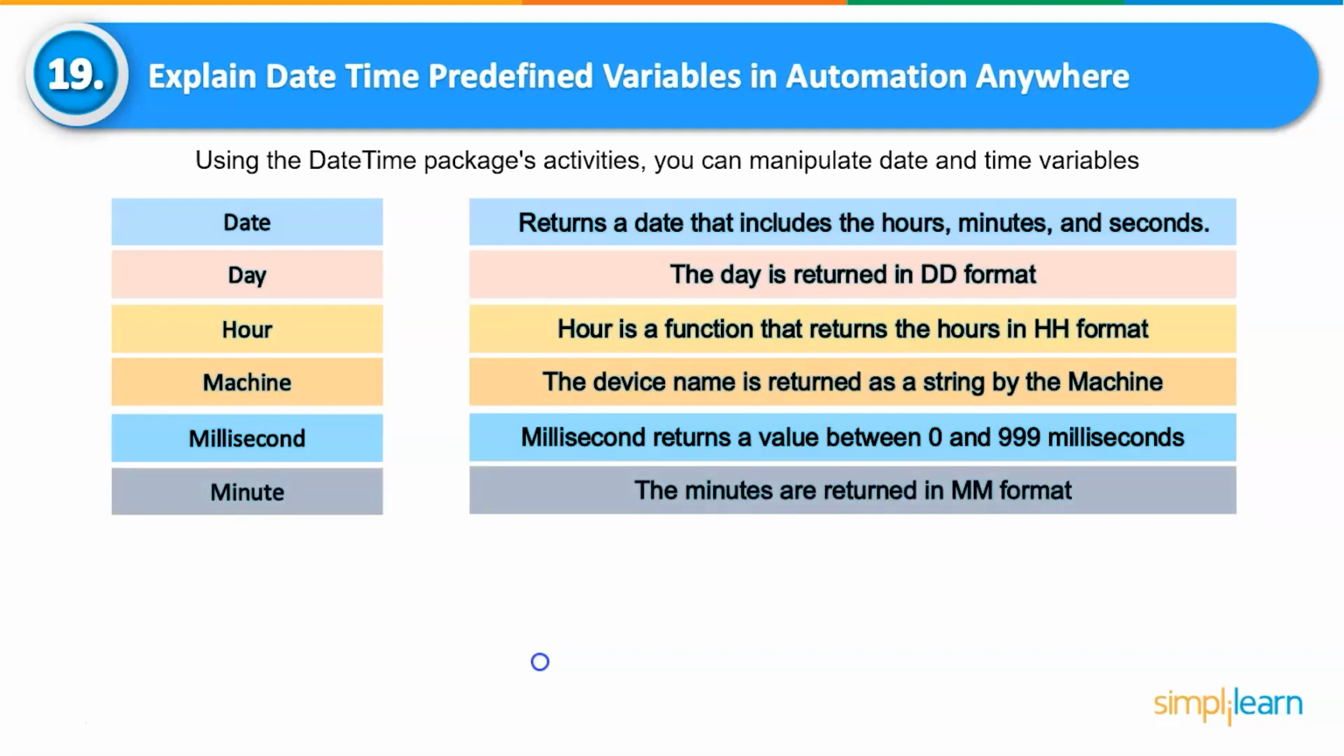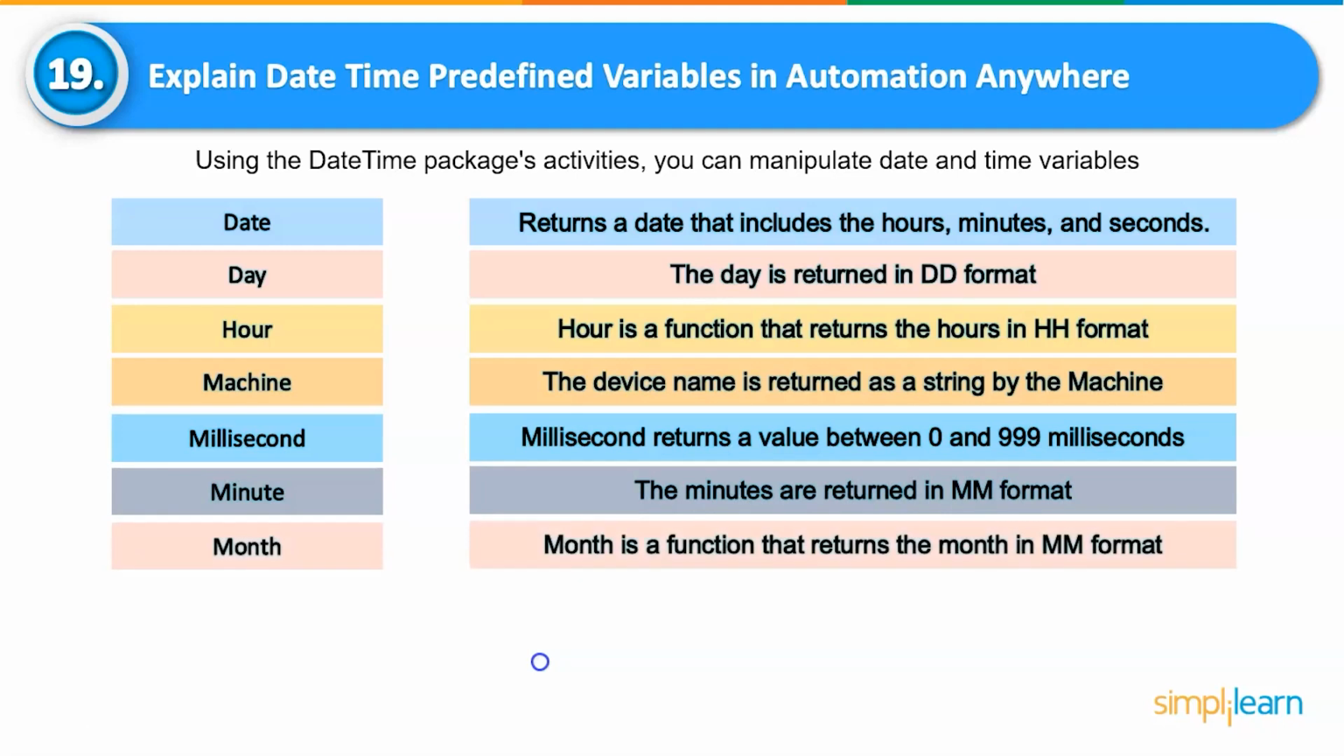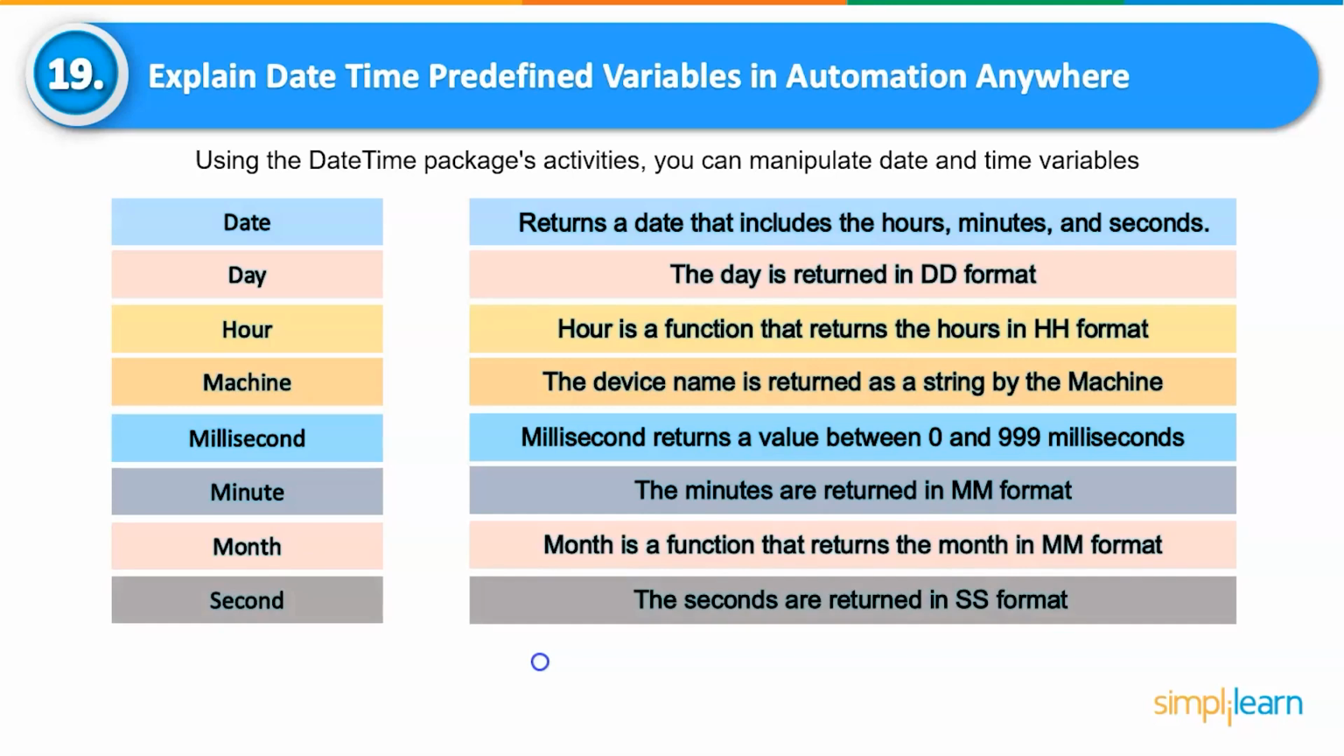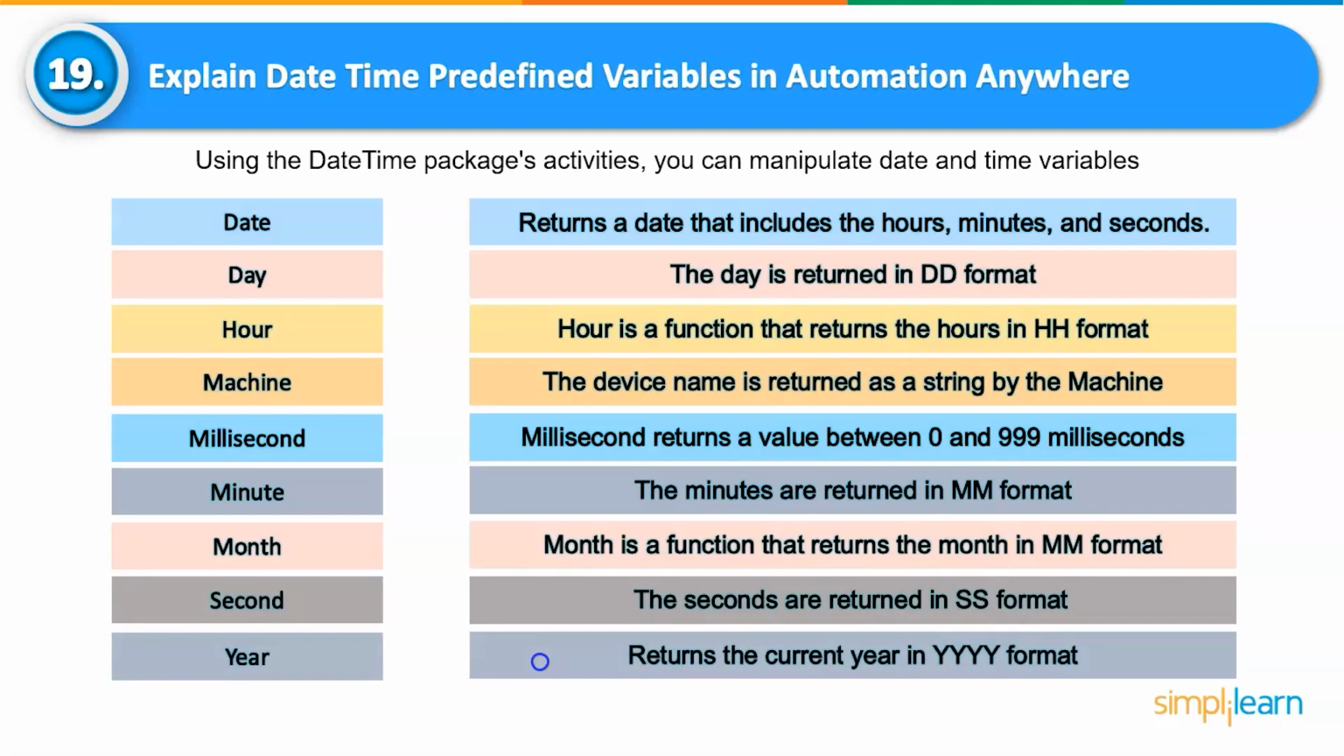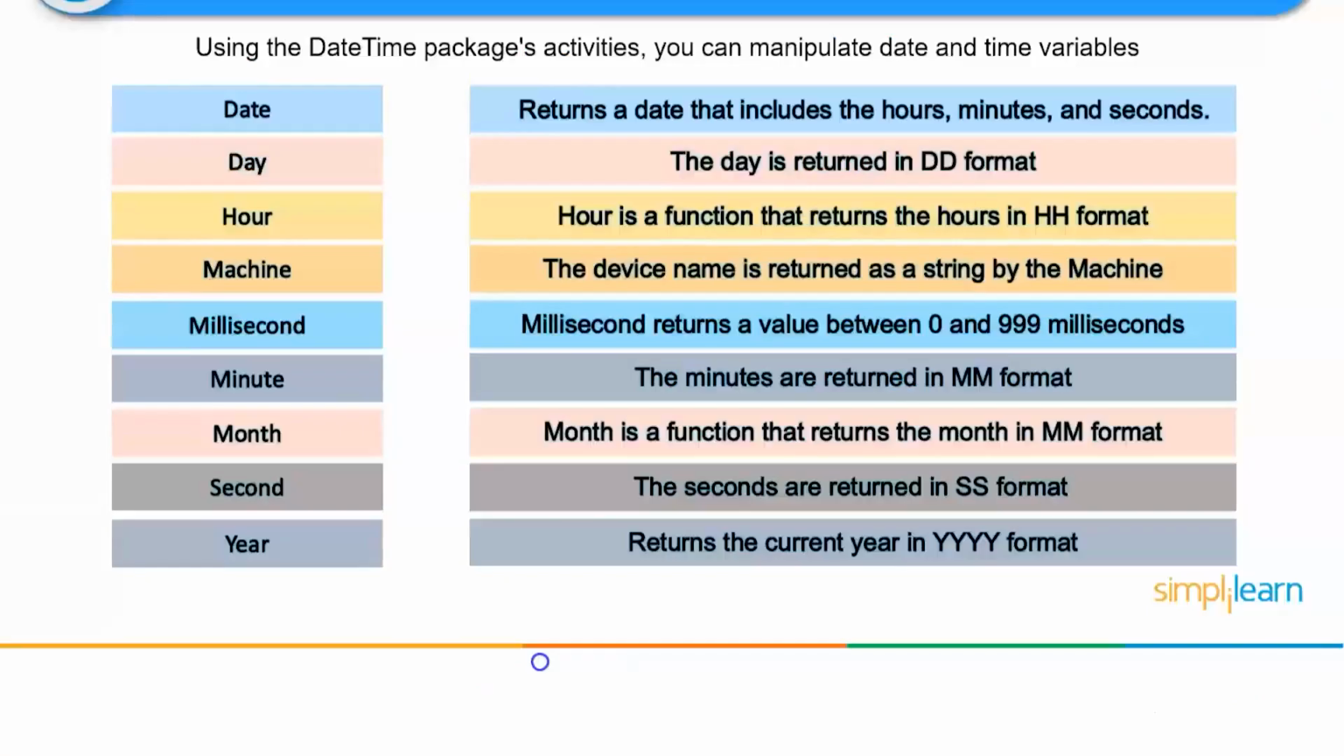Minute, the minutes are returned in minute format. Month, month is a function that returns the month in month format. Seconds, the seconds are returned in seconds format. Year returns the current year in the year format.